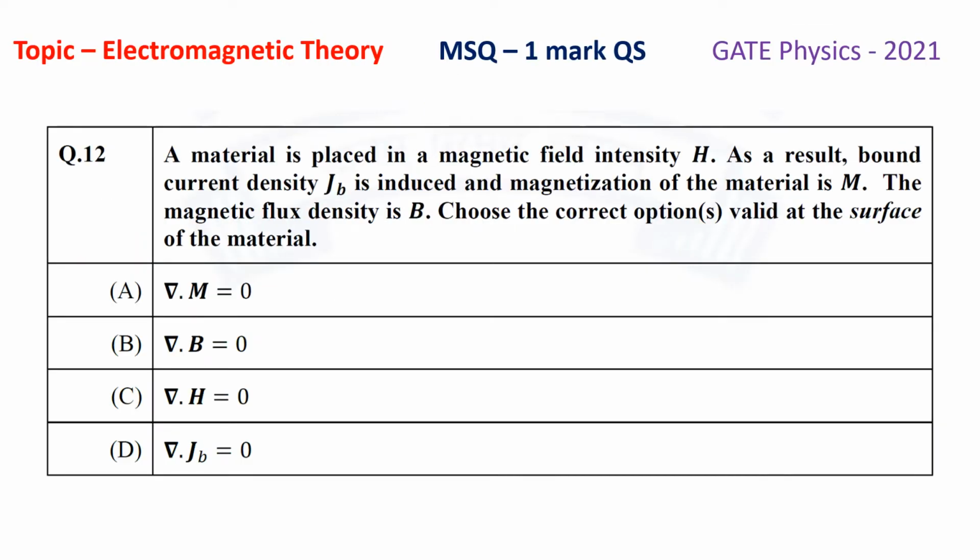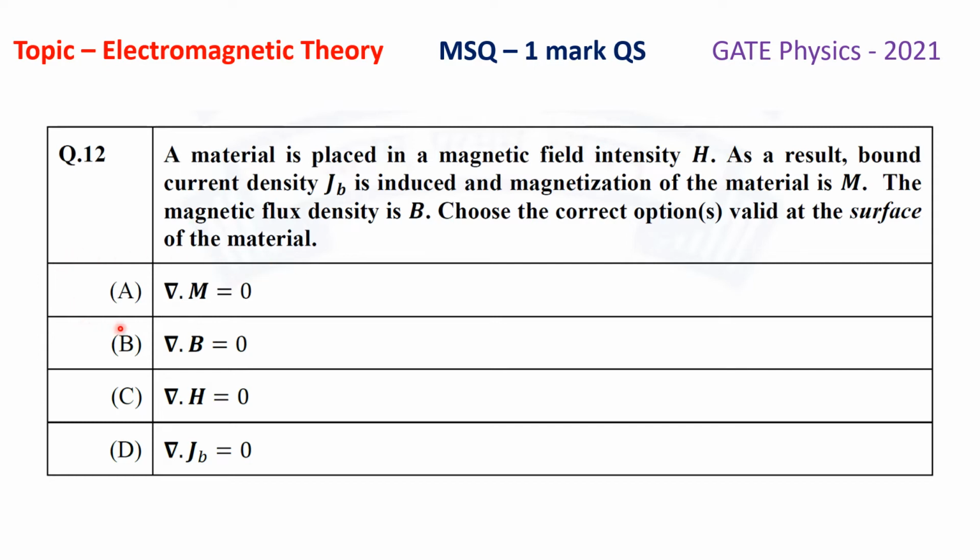This question was asked from the GATE physics paper 2021. This is a multiple select question of 1 mark and this question was asked from the topic electromagnetic theory. The question is, a material is placed in a magnetic field intensity capital H. As a result, bound current density Jb is induced and magnetization of the material is capital M. The magnetic flux density is capital B. Choose the correct options valid at the surface of the material.